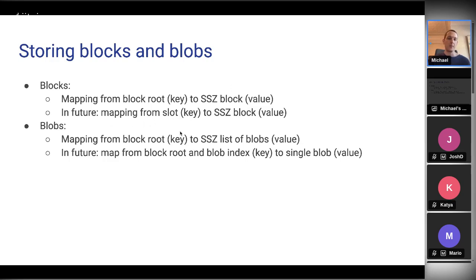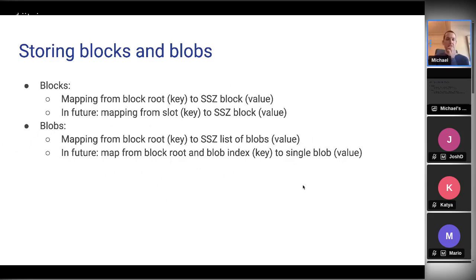And then for blobs, it's very similar. We use the block root as the key because blobs are fundamentally always tied to some block root, and then we have an SSZ list of blobs as the value. Honestly, this was a mistake. We should never have stored the full list of blobs as the value. What we should have done was use the block root and the blob index together as the key, and then have a single blob as the value. Then you could say, I want blob 1 from this block root, so you'd give the block root and 1 as the index, and you would get a single blob.